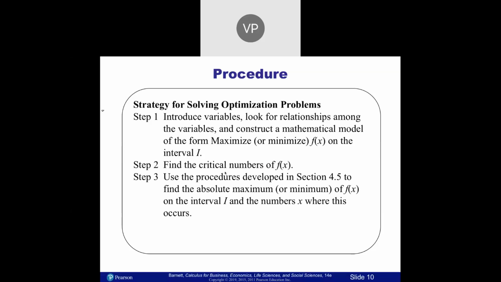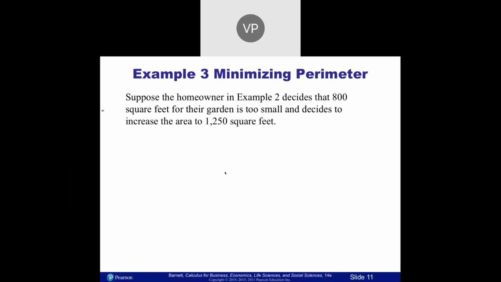If you need to go further and find intervals where it's increasing, decreasing, or concavity to confirm it's a max or a min, by all means. But I'll give you that hint. Like I said, almost everything's going to have one critical point, one special number for the zero derivative. That's your answer.